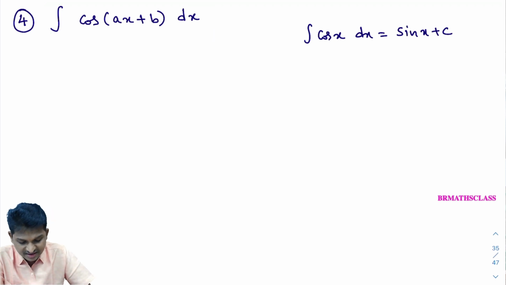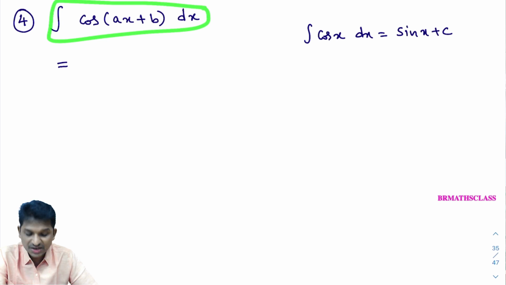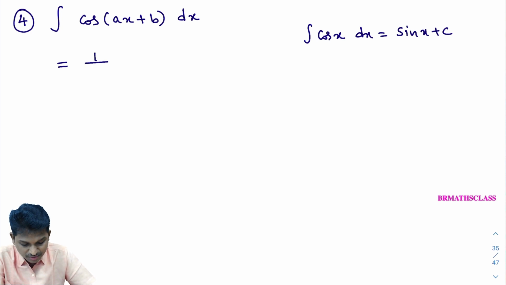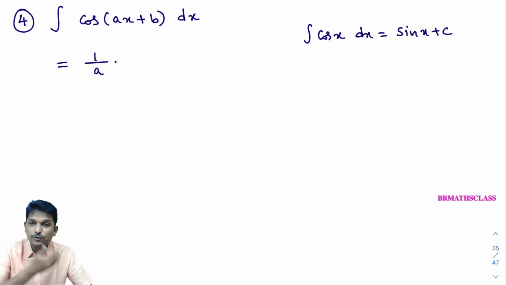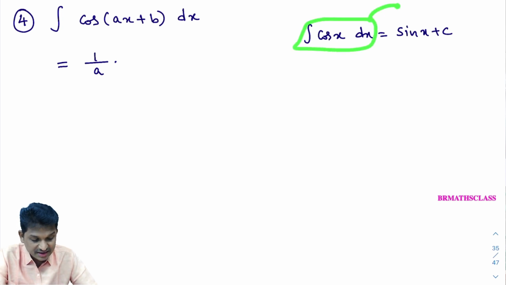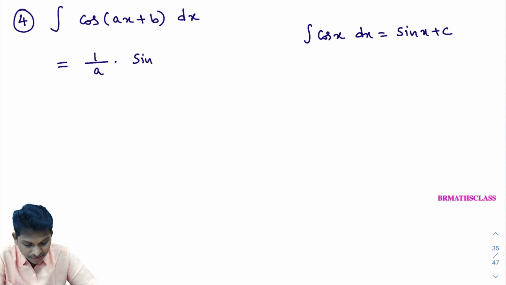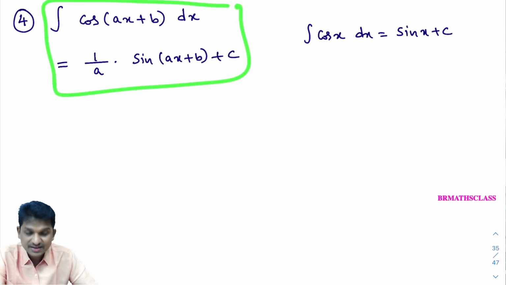How will you write its answer directly? Its answer starts with 1 divided by x coefficient. Here ax plus b is there. Now what is x coefficient? X coefficient is a. So its answer starts with 1 by a into, okay. You know this, integral of cos x dx is sin x plus c. Here integral of cos of ax plus b is what? We will write it as sin of ax plus b, sin of ax plus b plus c. See, single line answer.